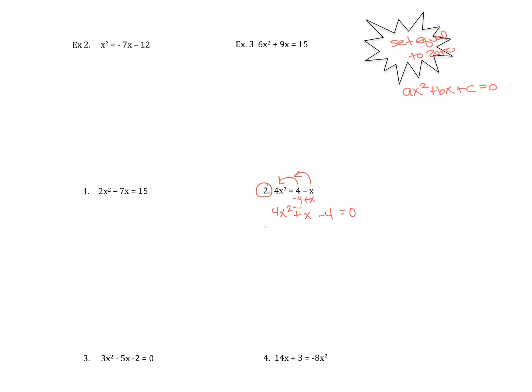So in this problem, my a is 4, my b is 1, and my c is negative 4. So let's put this into my quadratic formula. So I would have x equals negative b, so negative 1 plus minus the square root of b squared, which is 1 squared, or 1, minus 4 times a, which is 4, times c, which is a negative 4, all over 2 times a, which is 4. So now this problem has a common mistake some kids make.